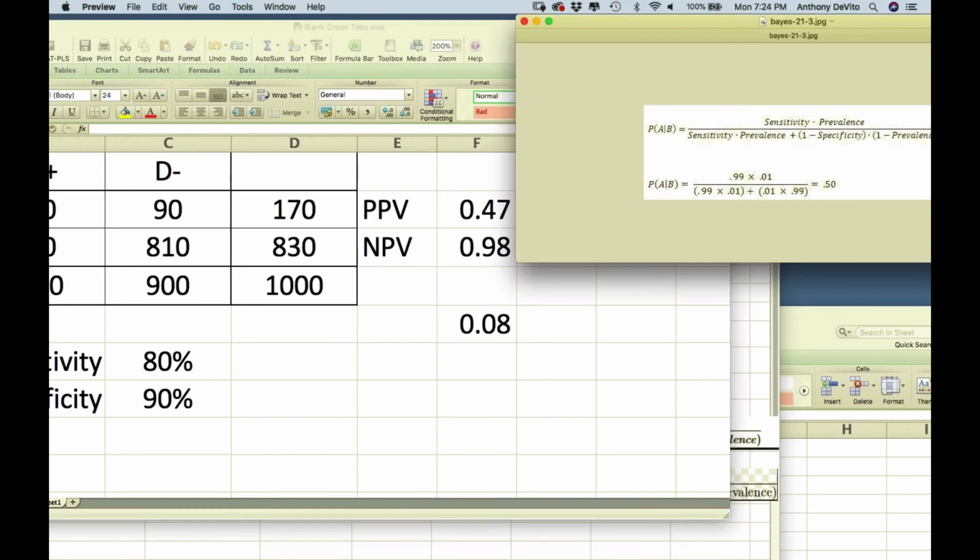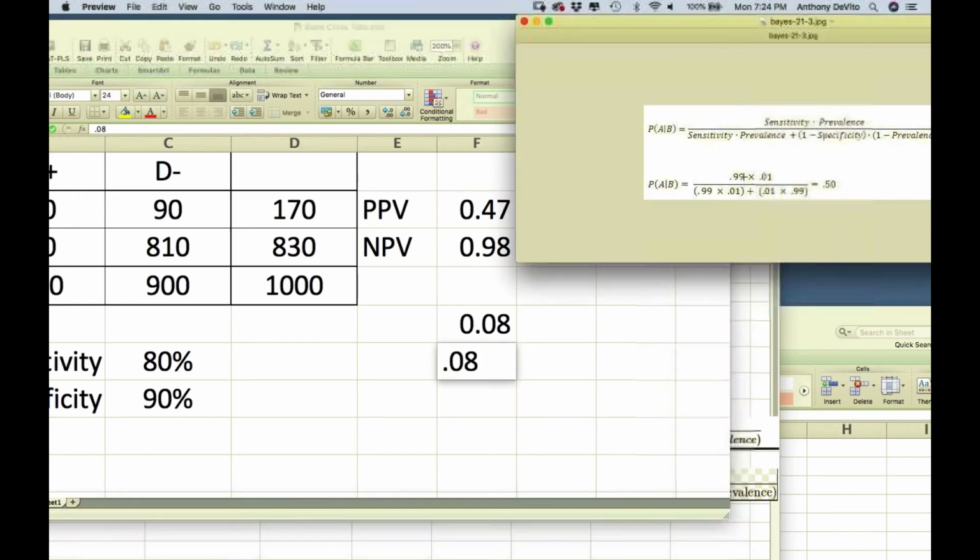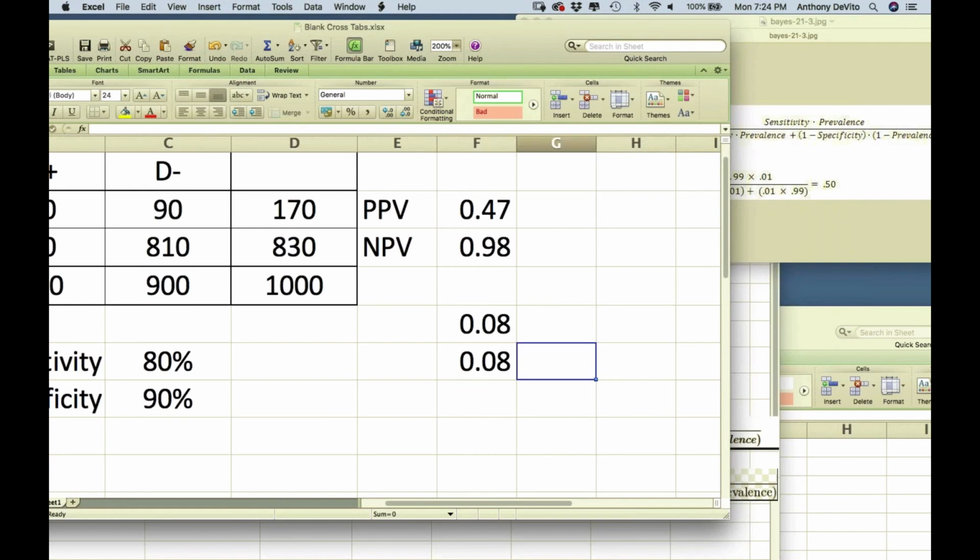So what's on the bottom? Well, on the bottom, we have to add together this again equals 0.08. I'll just put 0.08 in here, right? If you look on the bottom, it's the same thing, isn't it? Sensitivity times the prevalence, right? It's 0.08. 8% of the people are true positives down there also. Now we have to add to it the false positives.